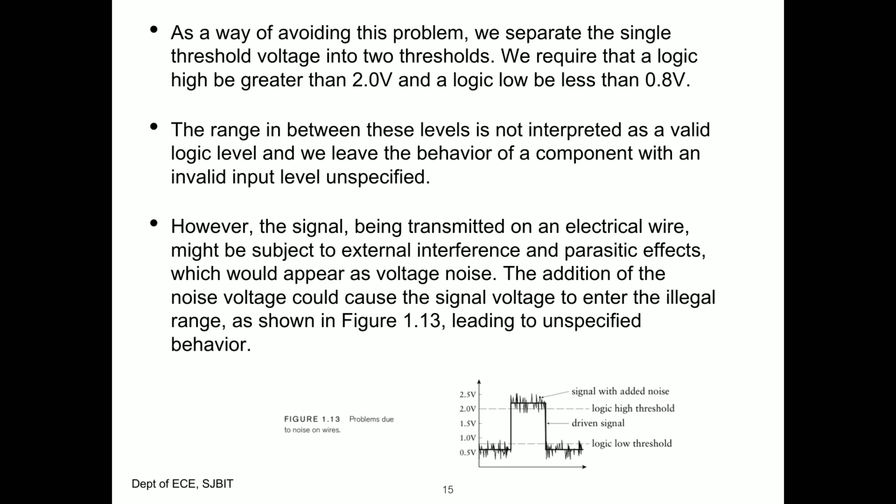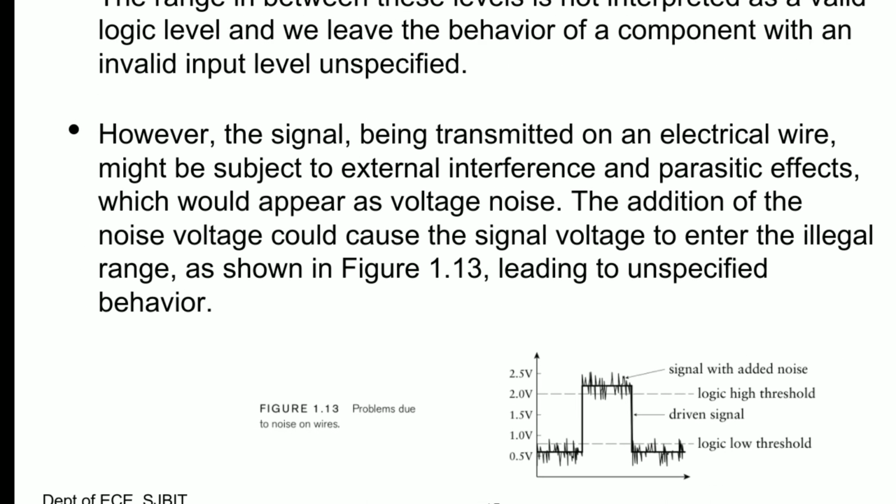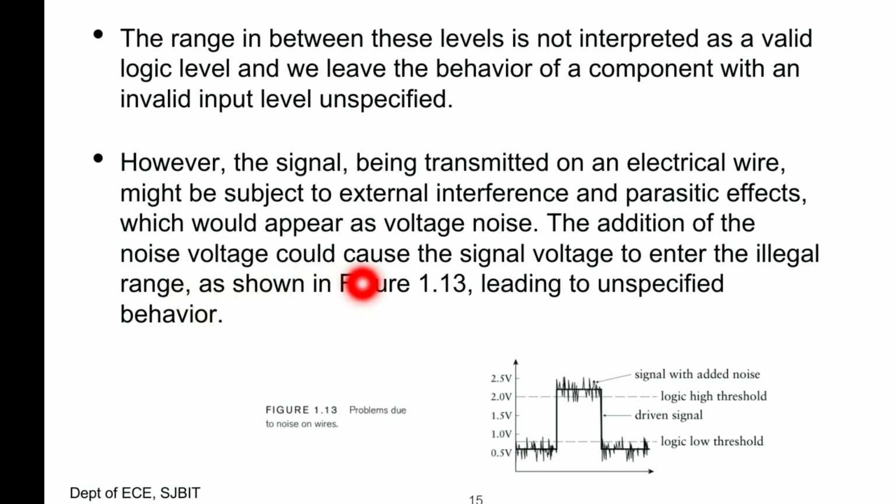So 2 is the threshold value and 1.8 is the other threshold value. So in spite of having two thresholds, again there is a problem. The problem here is with respect to the noise which gets added up. This addition of noise will enter the illegal range, even though if the input is less than 2 volts, it might go above 2 volts, or if it is above 2 volts, because of noise spikes it may reach the lower voltage. So this is a problem we face.